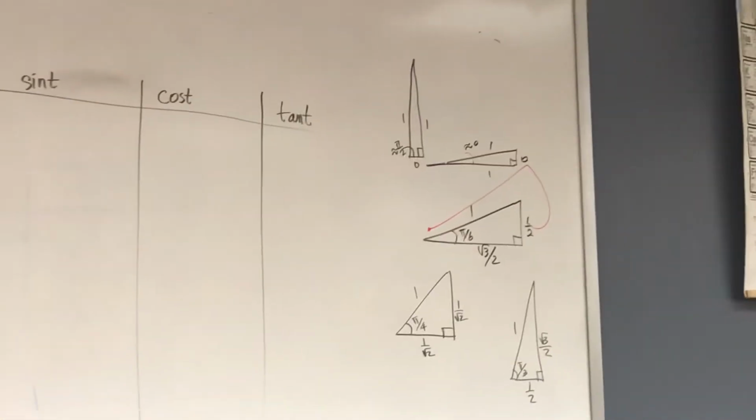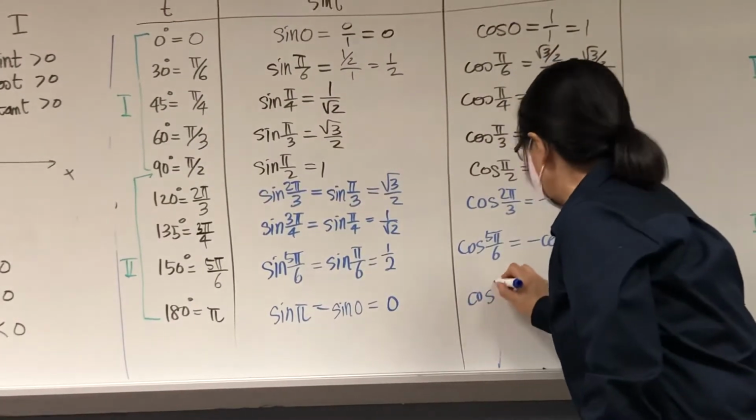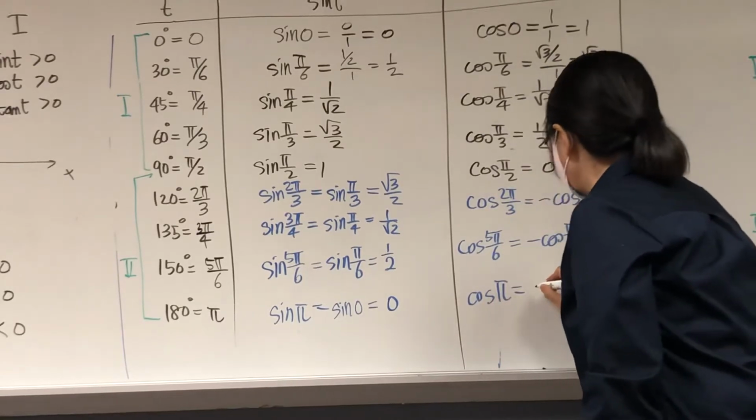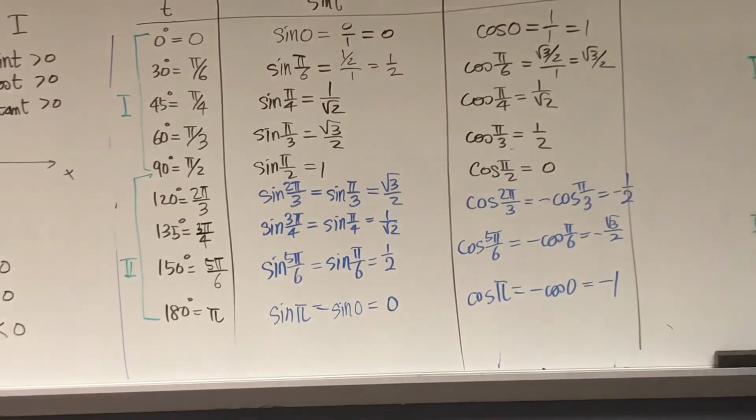Anyway, pi means what? Your reference angle is what? 0. So what is it? 0. Negative 1, of course. It's in the second one. Any question?